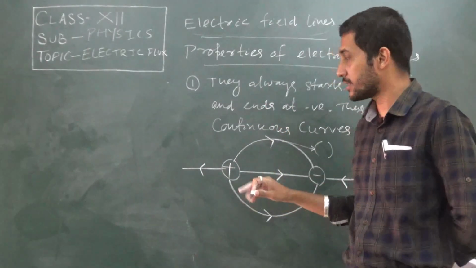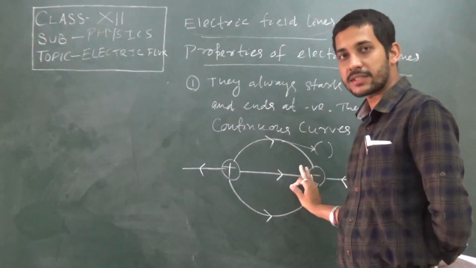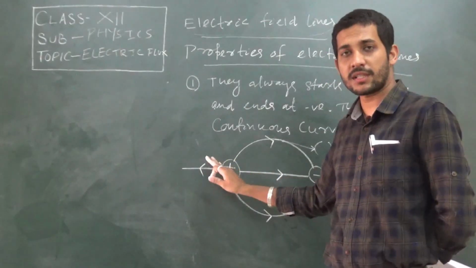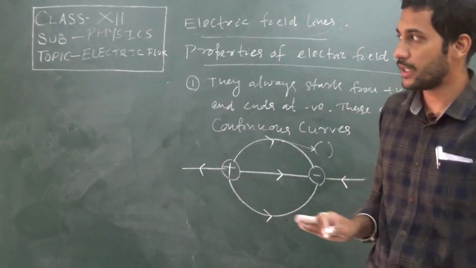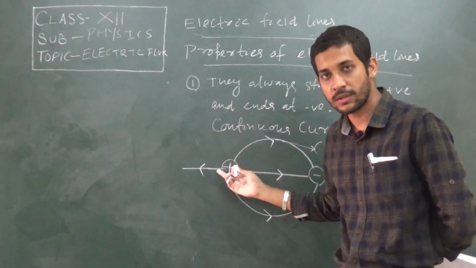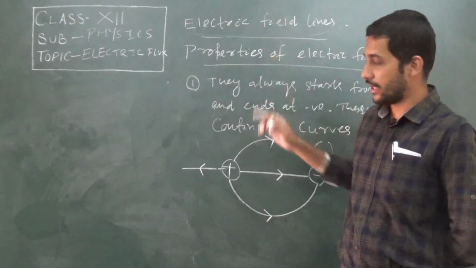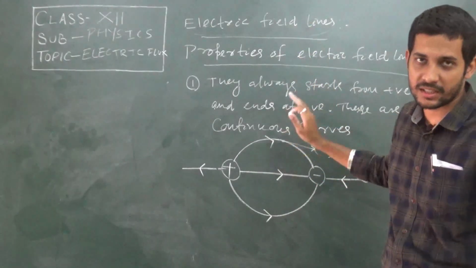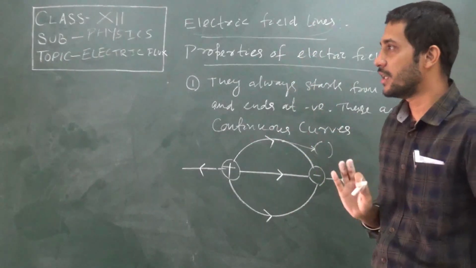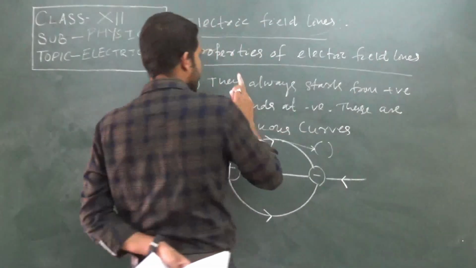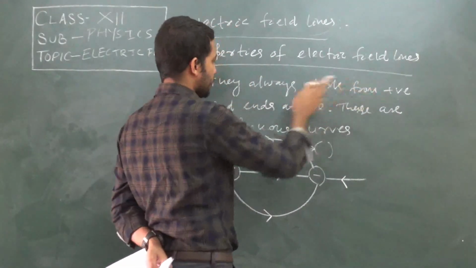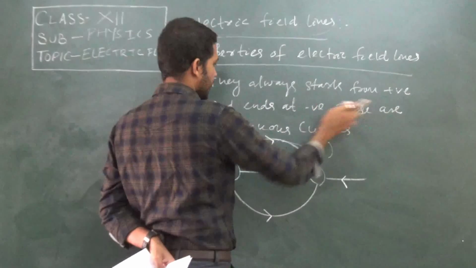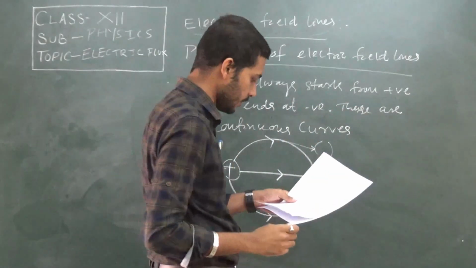Now the question arises: if there is no negative charge, only a positive, that means an isolated positive charge, then what will happen? The lines of force will come out and go to infinity. And if there is only a negative charge, then the lines of force will come from infinity and end at the negative charge. We will draw the pictures after this. Clear? So this is the first property: lines of force always start from the positive and end at negative. These are continuous curves. You need to remember this one.